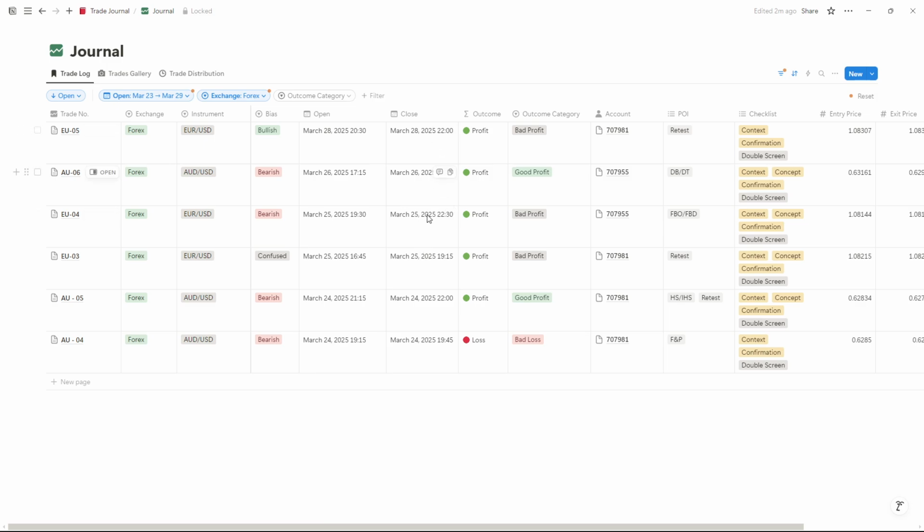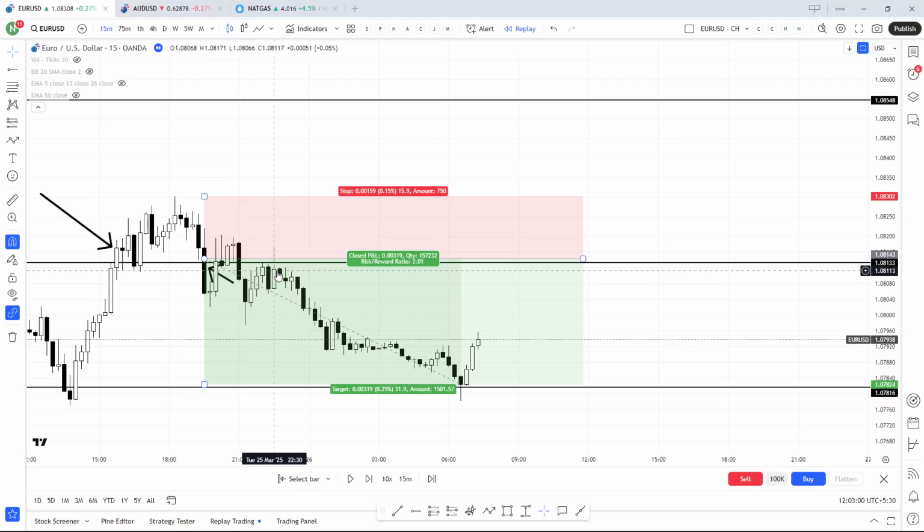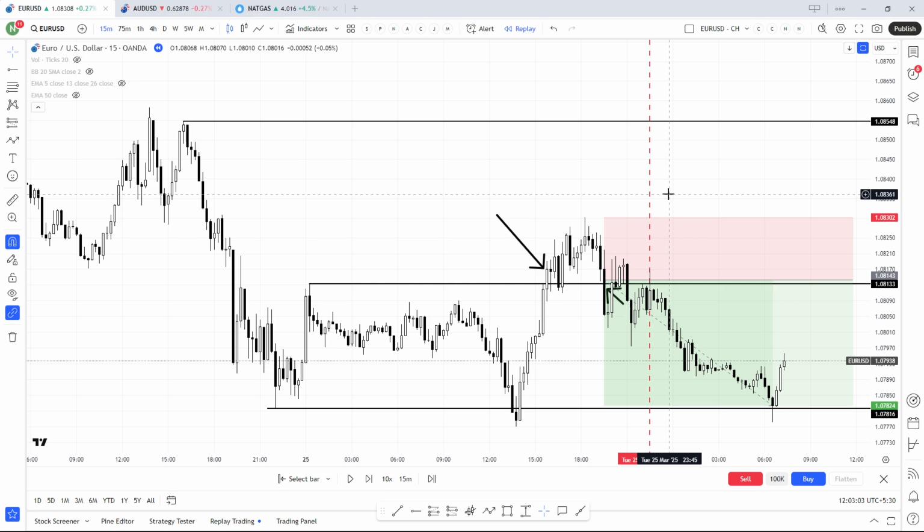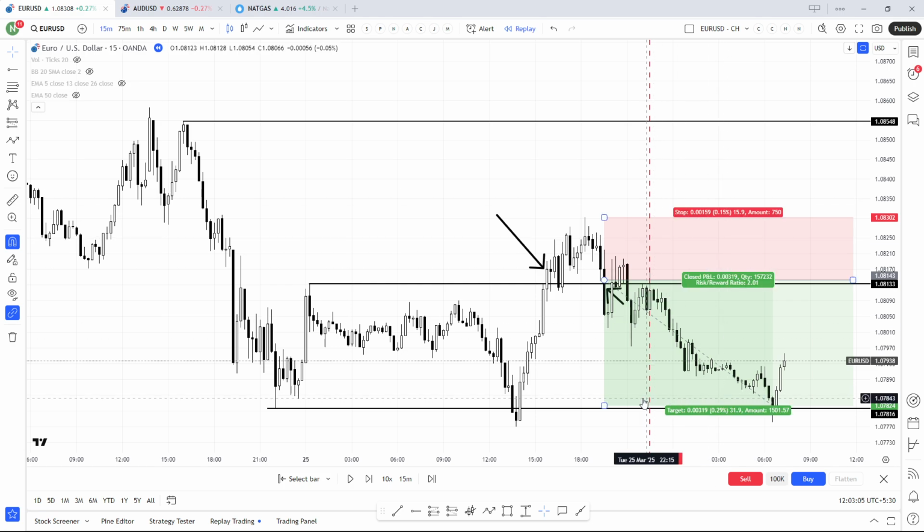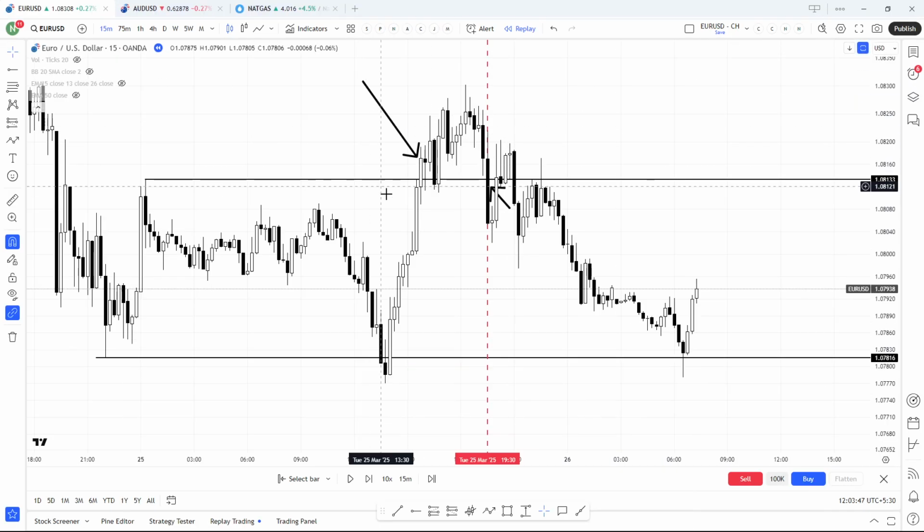I ended up closing this trade at 22.30. So I ended up closing this around at this price over here. Again at break even. But if I would have left the trade, it would have given me my profit. So yeah, that was all for 25th of March.